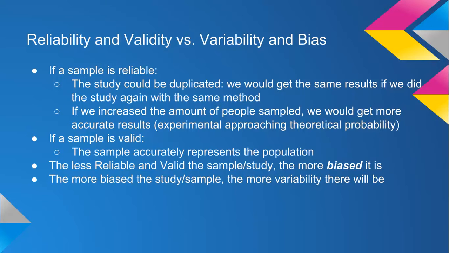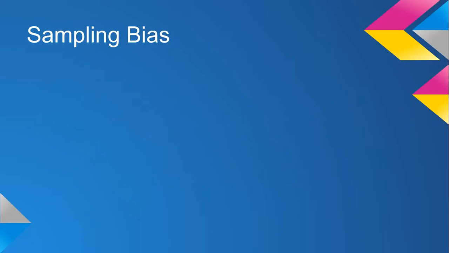Here's how it's related to variability and bias. The less reliable and valid the sample is, the more biased it will be. The more biased the sample is, the more variability, the different results you're going to get. Okay.